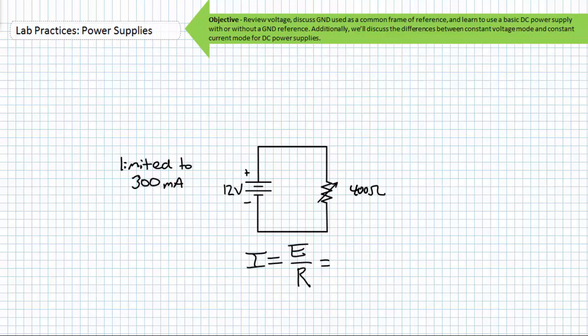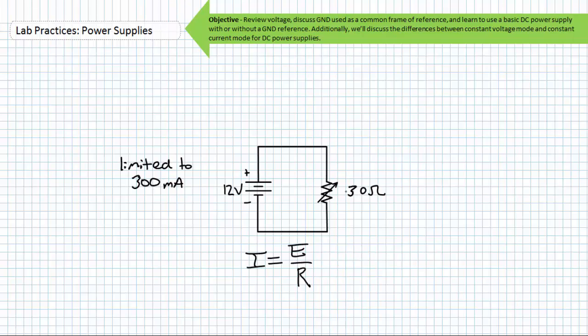Now adjust our adjustable resistor to 400 ohms. Ohm's law again states that current is equal to voltage divided by resistance. 12 volts divided by 400 ohms yields an expected current draw of 30 milliamperes. 30 milliamperes is again well within our 300 milliampere limit, so again, no problem. We're in constant voltage mode.